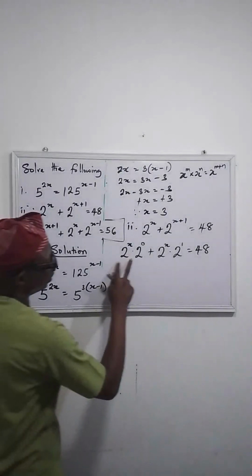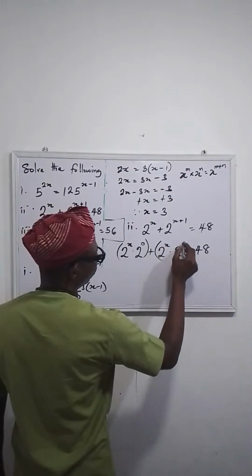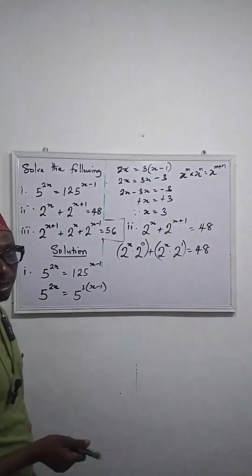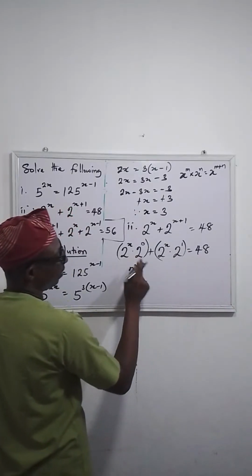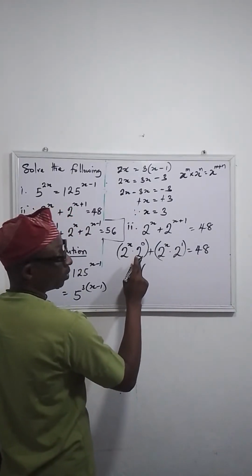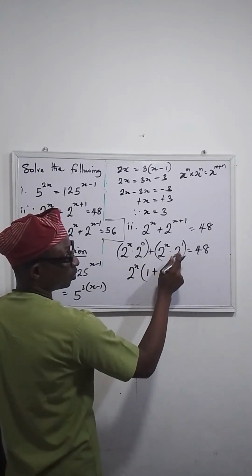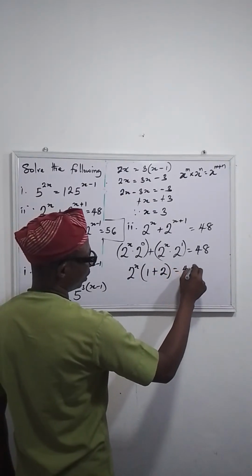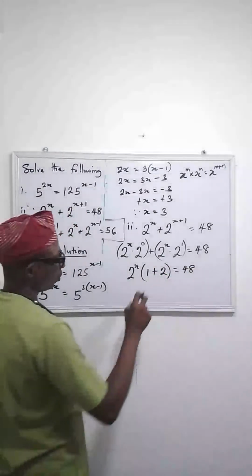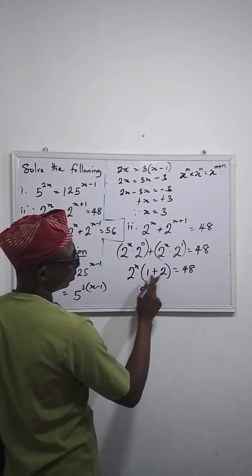So now, what is the GCD of these two terms? What is common to these two terms? That is 2 raised to the power of x. And you are left with what? 2 raised to the power of 0, and that's the same thing as 1, plus 2 raised to the power of 1, that is 2. Okay, equals 48. All right. So we have 2 raised to the power of x times 3.